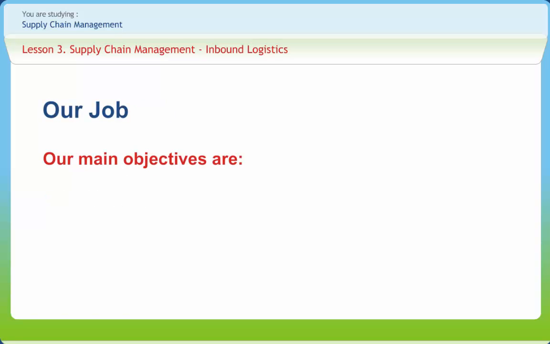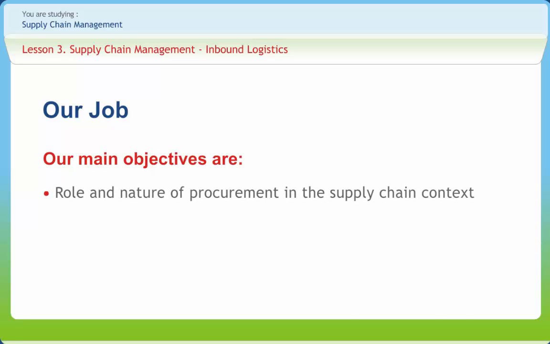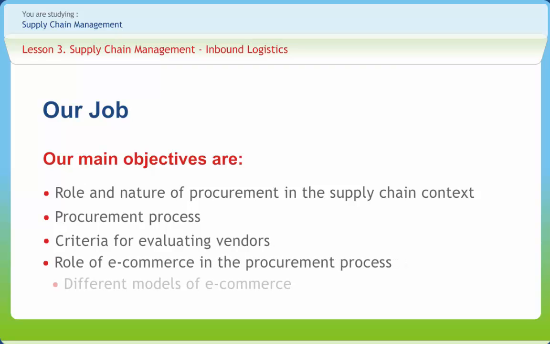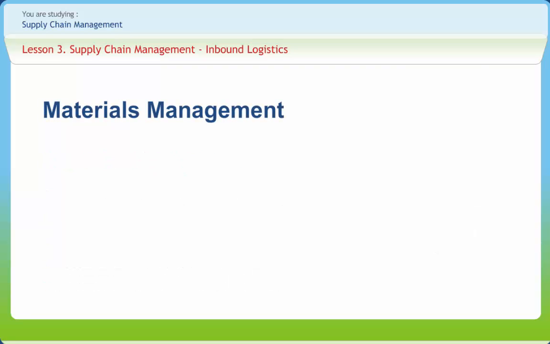After studying this lesson, you should be able to understand the role and nature of procurement in the supply chain context, the procurement process, criteria for evaluating vendors, the role of e-commerce in the procurement process, and different models of e-commerce. Materials management is the management of materials and their flow to, within, and from the firm.